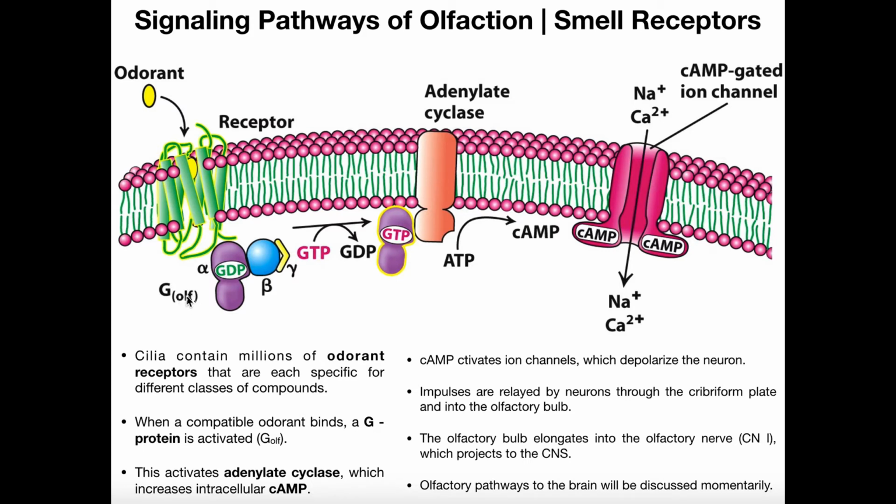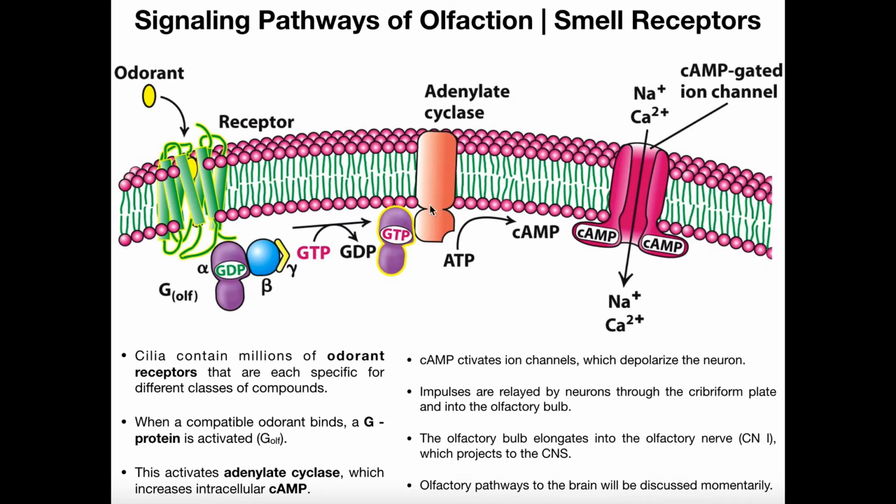This is actually olfactory, so it's a specific G protein for smell. And of course, through a series of processes, the G protein, that is the alpha subunit, which is G olf, picks up GTP, and when it picks up GTP, it will move over and bind to certain enzymes. The enzyme that the G protein binds to in the case of olfaction is adenylate cyclase.